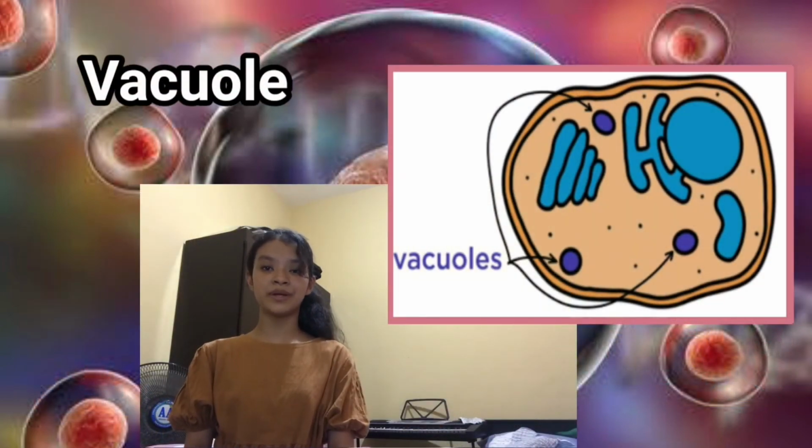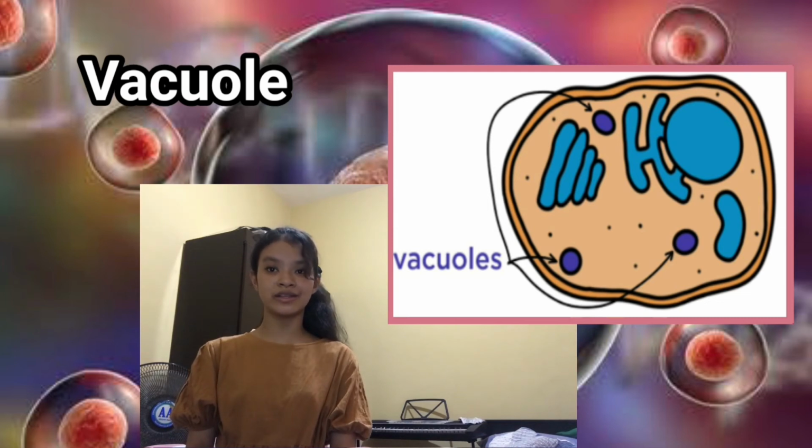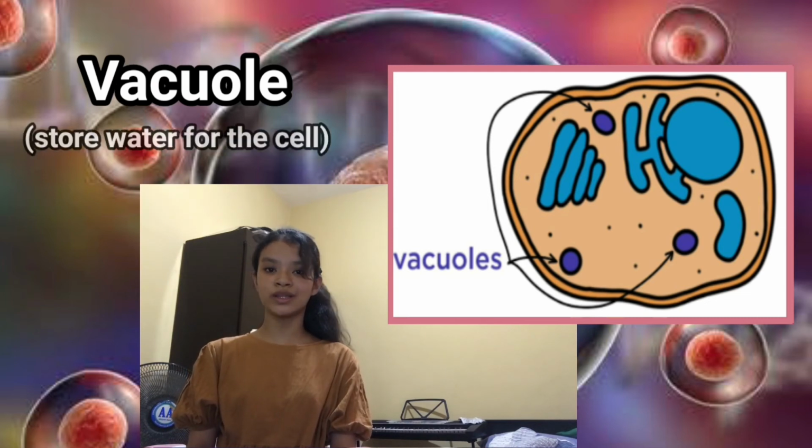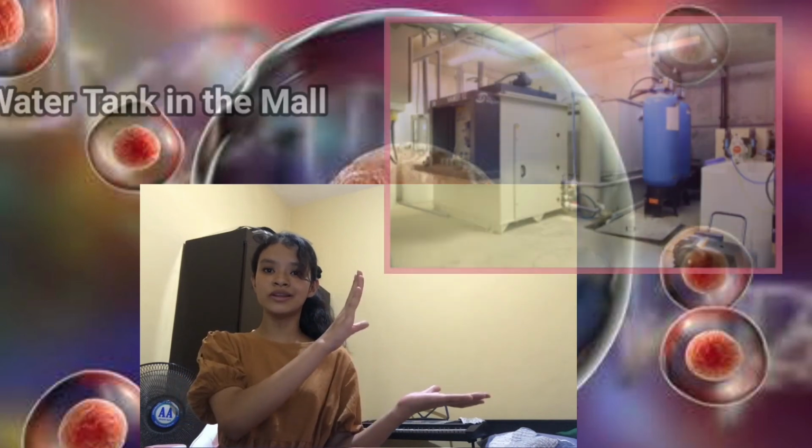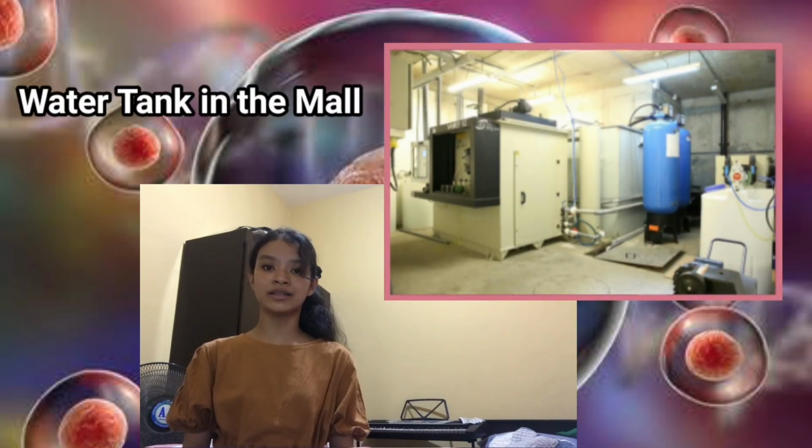A vacuole is a membrane-bound cell organelle. It is generally small. It is known to store water for the cell. The water tank inside the mall acts as the vacuole, which stores water. It is connected to a drinkable water fountain to quench people's thirst, or to the different pipes which can be used for their personal needs.